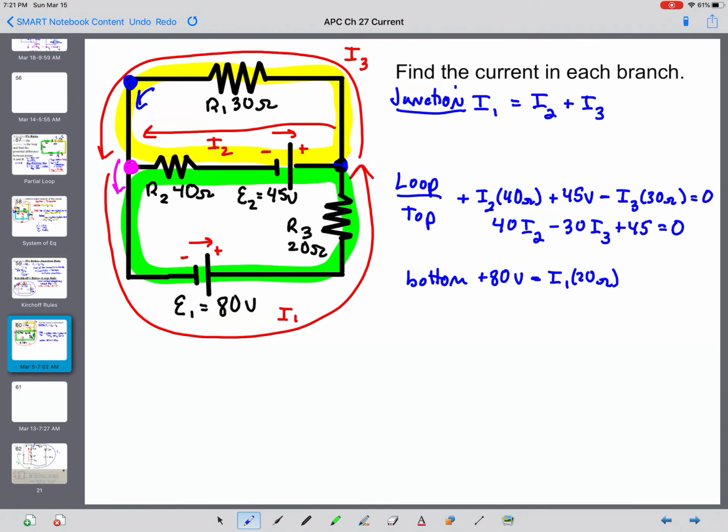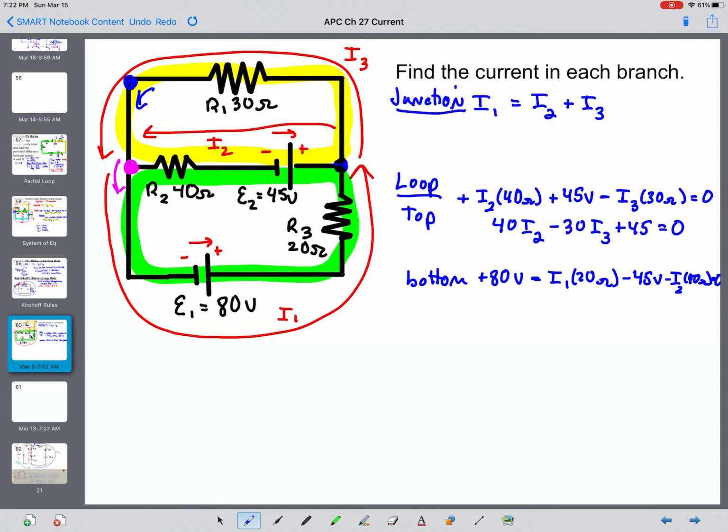We get to the blue dot junction on the right side, and then we go left to the 45 volt battery, high potential to low potential, so that's going to be a drop of 45 volts. And then we get to the 40 ohm resistor. We're moving in the direction of I2, so that will be a negative I2 times 40 ohms is equal to 0. Sorry, I kind of crunched it in there.